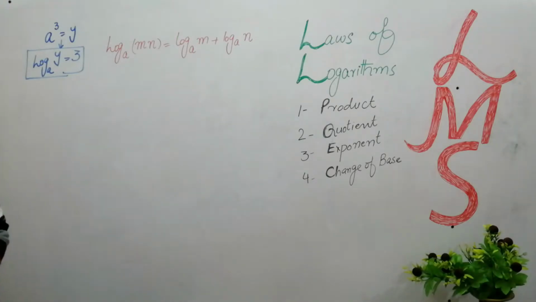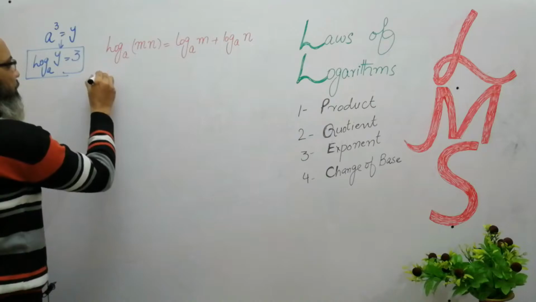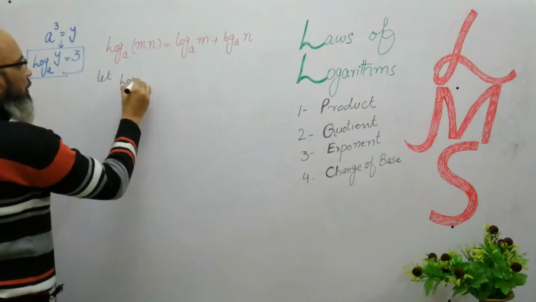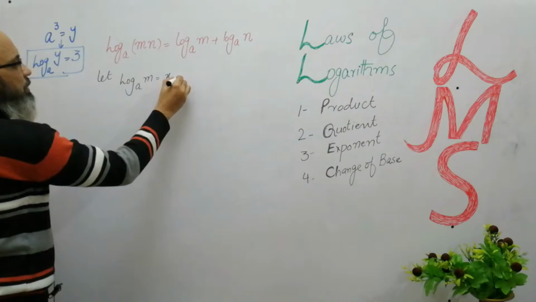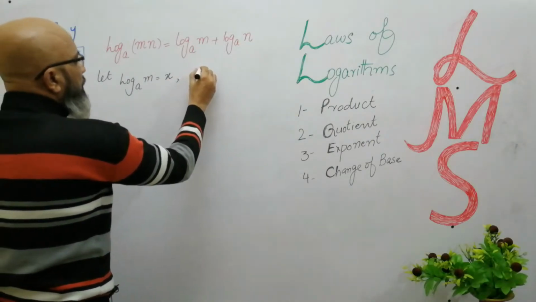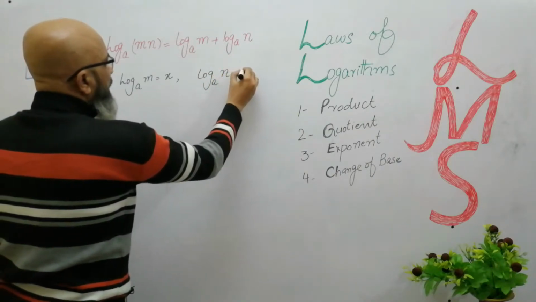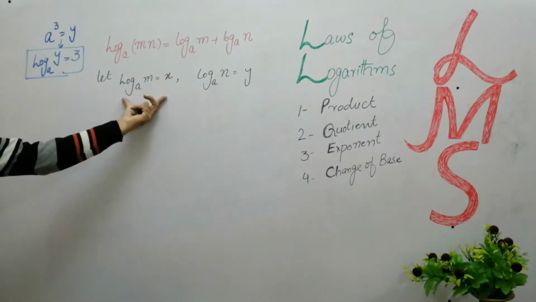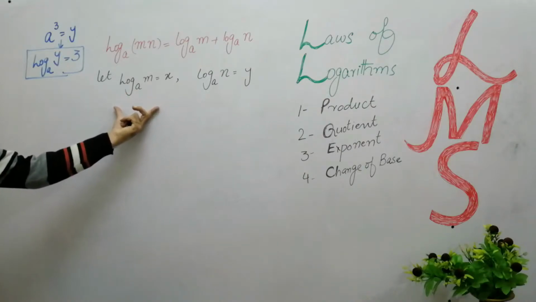So now we will start our theorems और इसमें हम इन्हीं को use करके करेंगे. स्टार्ट करते हैं. Let log a m is equal to x and log with base a n is equal to y, that is in logarithm form. So we have to write this in exponential form. इसको हम exponential form में change करते हैं.